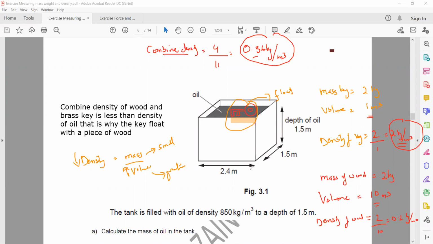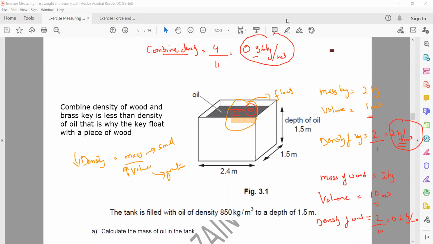Is this idea about floating clear? So the combined density can change depending on what is the change in the mass and what is the change in volume. Is it clear to everyone? Any question or doubt in this part?